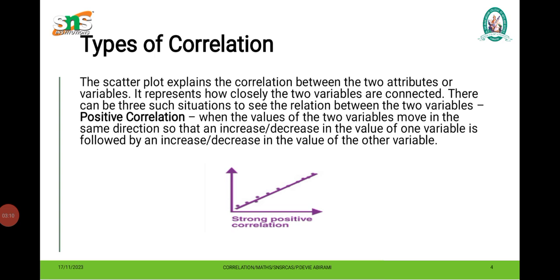The scatter plot explains the correlation between the two attributes or variables. It represents how closely the two variables are connected. There can be three situations: one is positive correlation, another is negative correlation, and the other is no correlation. Positive correlation is when the values of the two variables move in the same direction.